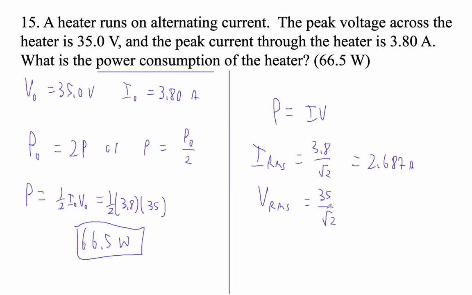I feel like this is working too hard. Let's see, 24.749, I'll say. Right, and now my power is just going to be IV. If I have RMS, I can just do IV. So 2.687 times 24.749. I predict that I shall get exactly 66.5.